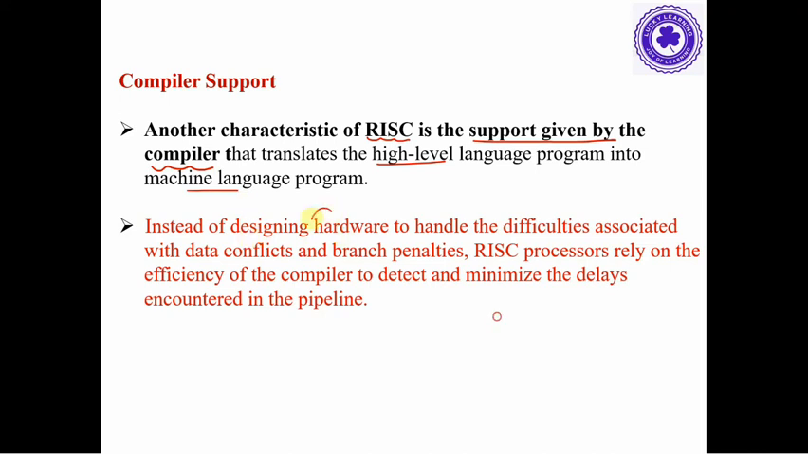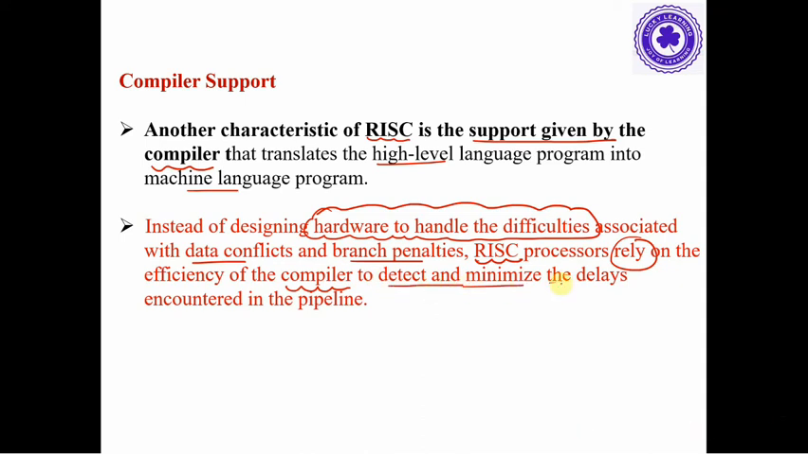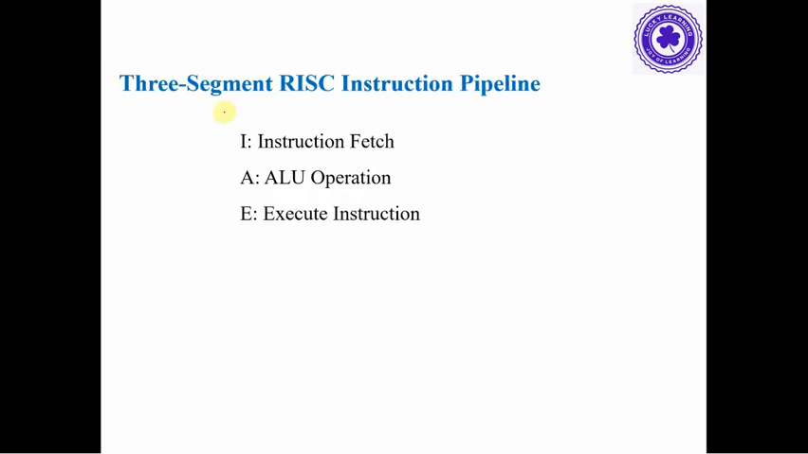Instead of designing hardware to handle the difficulties we have discussed in the instruction pipeline, resource conflicts, data dependencies, and branch difficulties, which we solved using hardware solutions, the RISC processor relies on the efficiency of the compiler. It takes the help of the compiler to detect those conflicts and minimize the delays encountered in the pipeline. Here we are going to use a three segment RISC instruction pipeline.